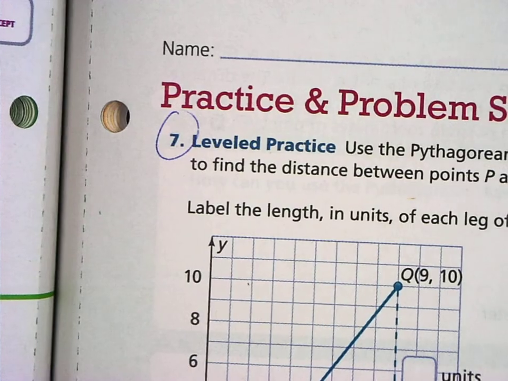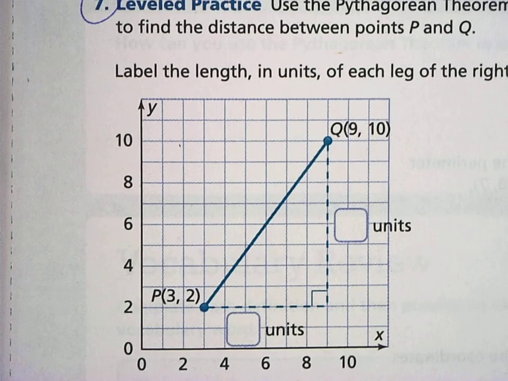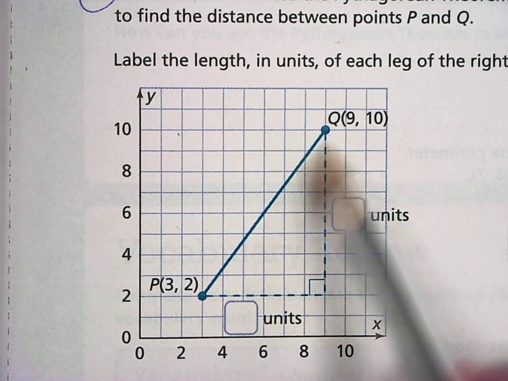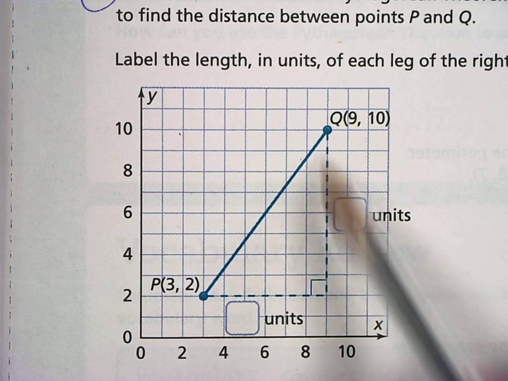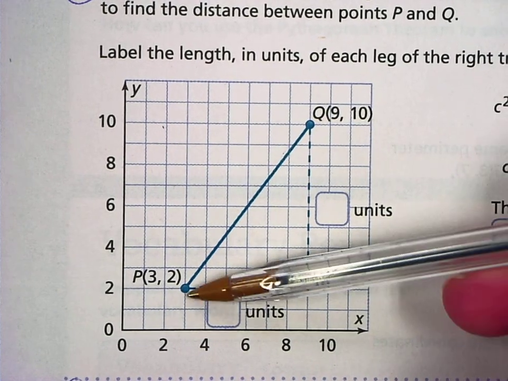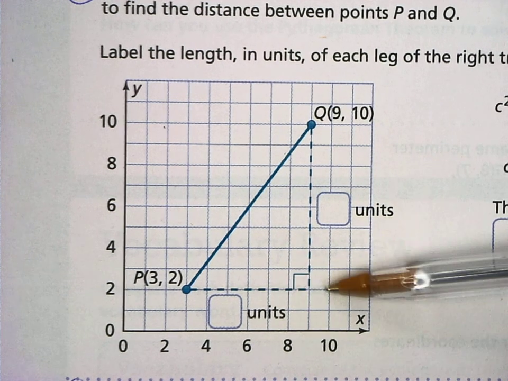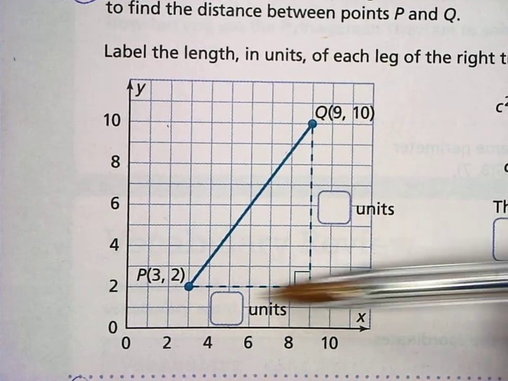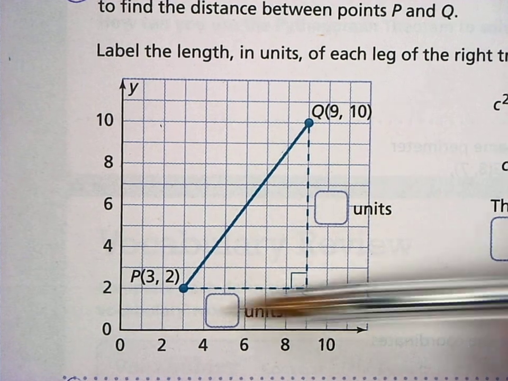Okay, so we cannot count a diagonal line. So if we're asked to find the distance of the line PQ, you cannot count diagonally. But what you can do is draw in legs and use the Pythagorean theorem. So we can draw in a vertical line and a horizontal line and count the distance of those two lines and use those as our legs in the Pythagorean theorem.